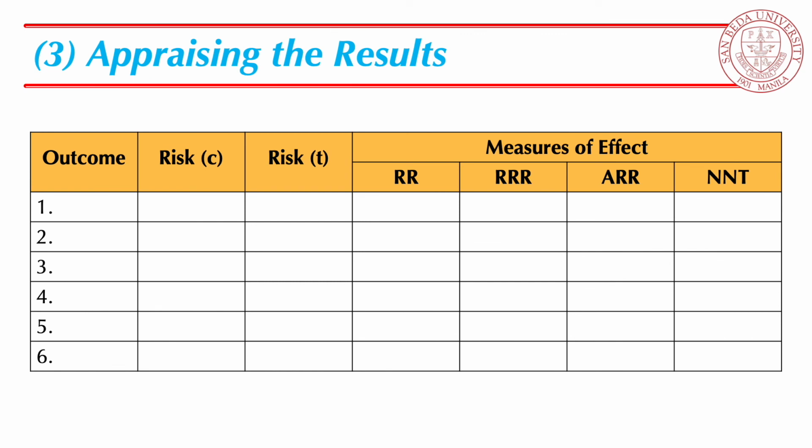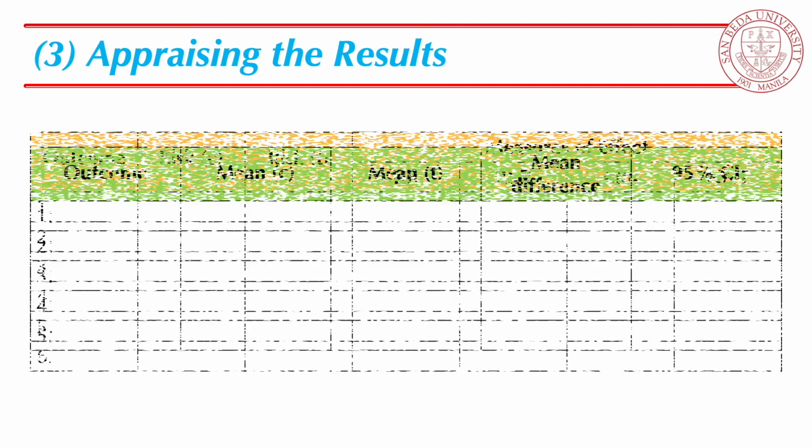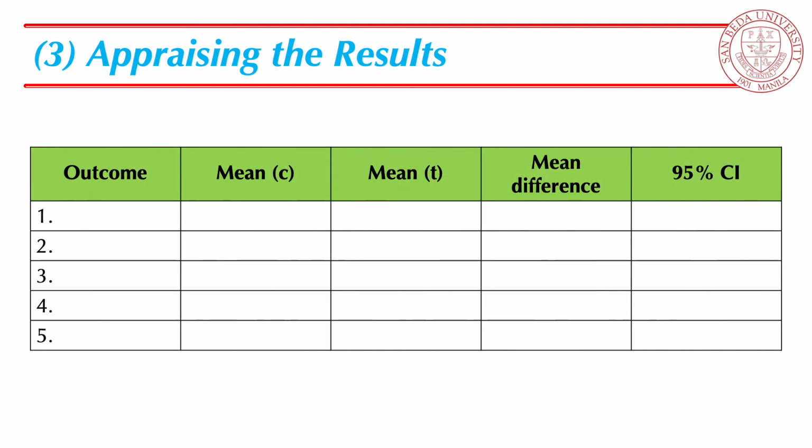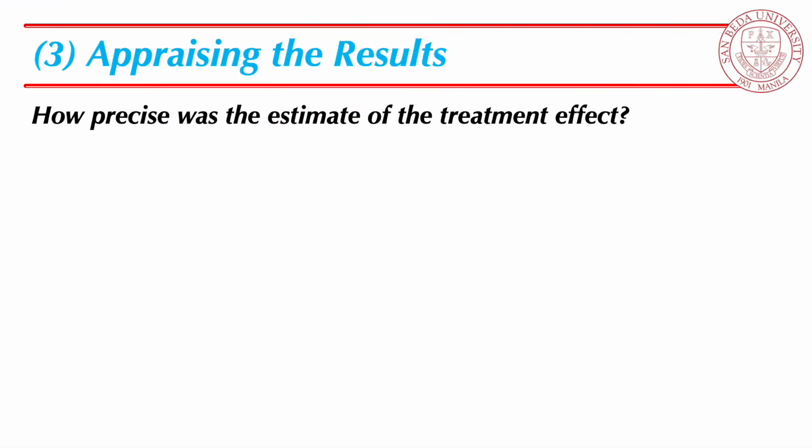Now, when the journal article you are appraising has more than one outcome, it is best that you construct a table with the first column listing their different outcomes, and the subsequent columns the pertinent or applicable treatment effect measures. Now, here is a sample of that table for dichotomous outcomes. Now, this table, on the other hand, will be the one to construct when you're dealing with continuous outcomes. Now, this will be the next and last question to answer under the appraisal of the results.